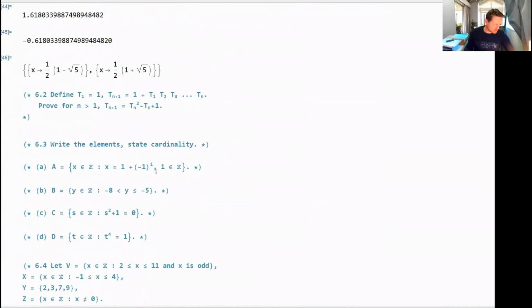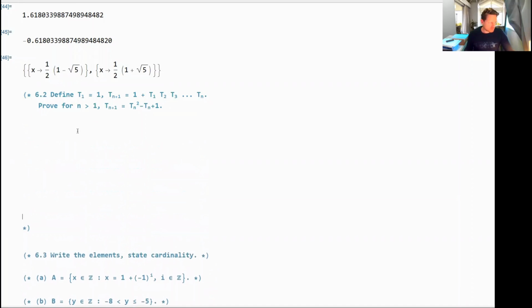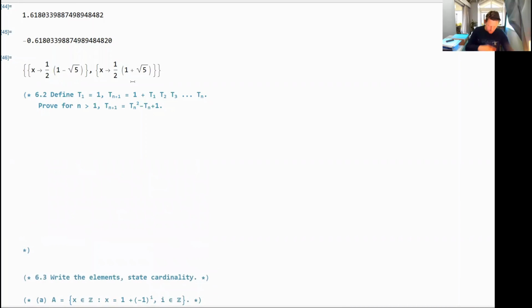All right, so the next question, we've got another recursive sequence here, and we're asked to prove that for n greater than 1, t subscript n plus 1 is tn squared minus tn plus 1. Okay, I'll make some space for this. So this one's actually easier than it looks. So all we have to do, and we don't need induction for this, right, is we take our definition. We start with our definition.